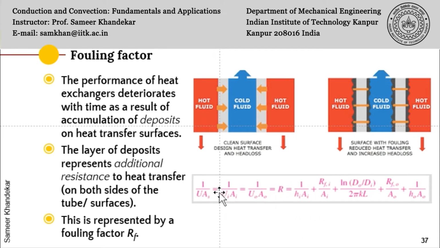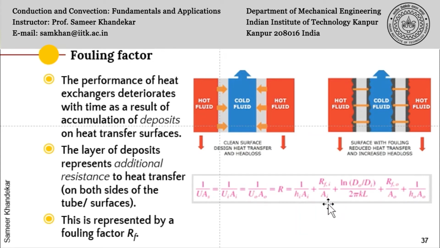And as we have seen in the last lecture, 1 upon UA, where U is the overall heat transfer coefficient, is equal to 1 upon UiAi is equal to 1 upon UoAo, because in steady state, the Q which gets transferred on the outside is the same as the Q transferred to the inside. So we can write this R. We have seen the three terms: the 1 upon hiAi, then the ln do upon di, which is the conductive resistance of the cylindrical pipe which comes in between, and then the outside.